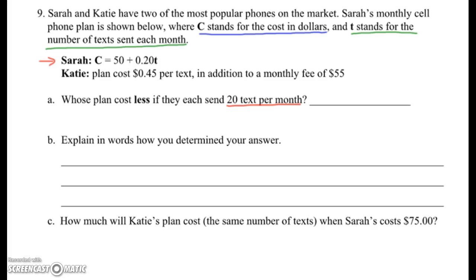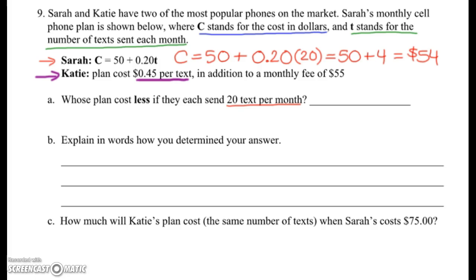Question A. Whose plan costs less if they send 20 texts per month? Well, let's substitute 20 in for the number of texts that Sarah sends. C equals 50 plus 20 cents times 20 texts. 50 plus 4, because multiplication goes before addition, and the order of operations results in $54 for the cost of Sarah's plan if 20 texts are sent per month.